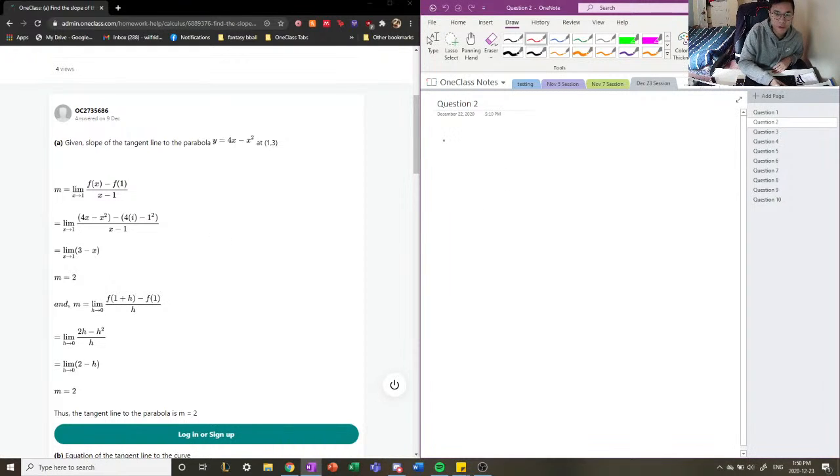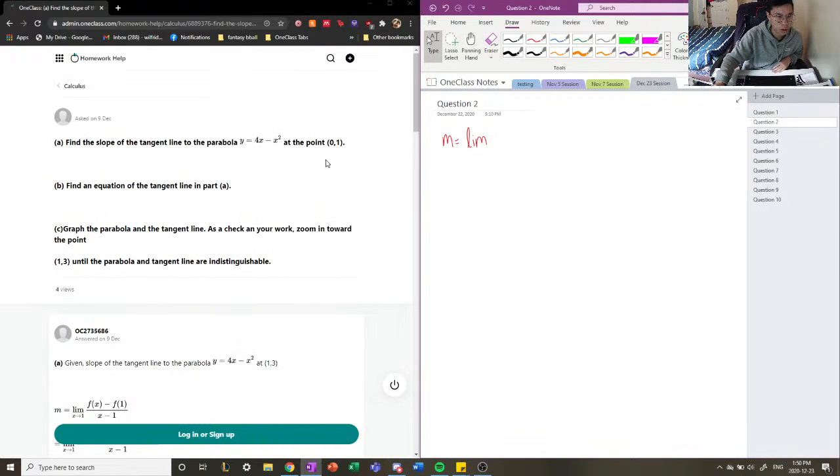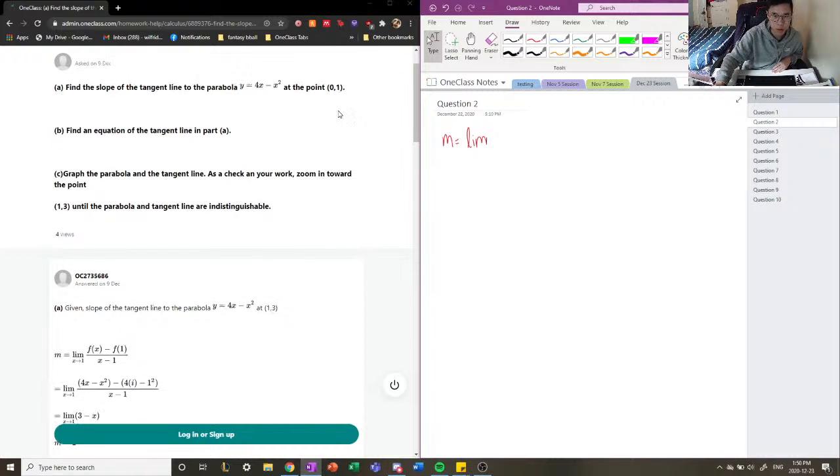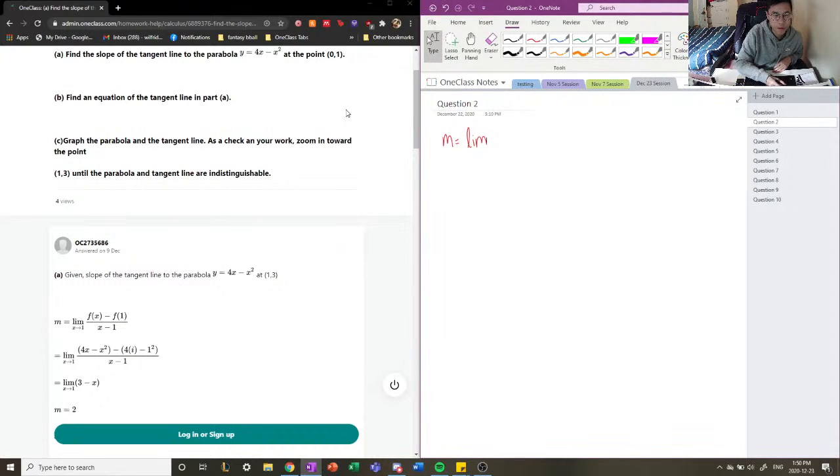It is a commonly known fact that the slope of the tangent line at this point is equivalent to the limit as... is that 1 and 3? Okay, so I'm going to use the point (1, 3) here, not (0, 1). The question has a typo in there.